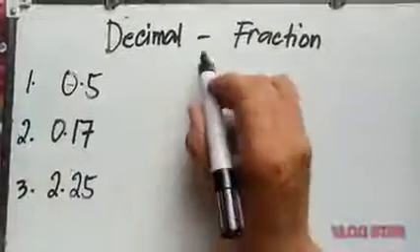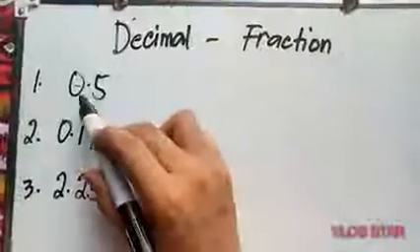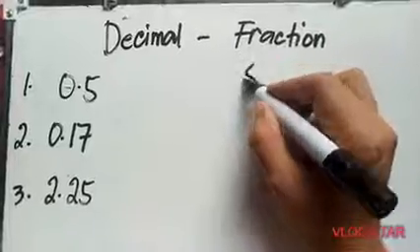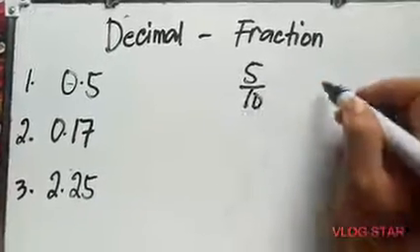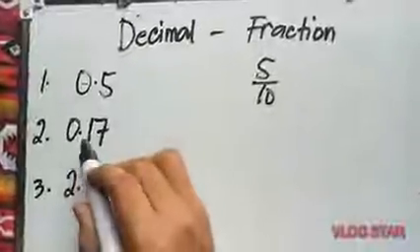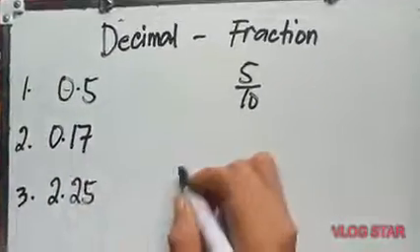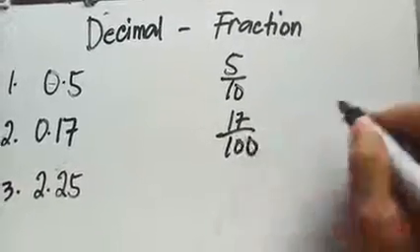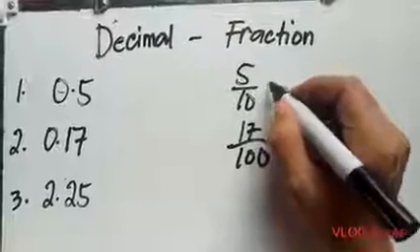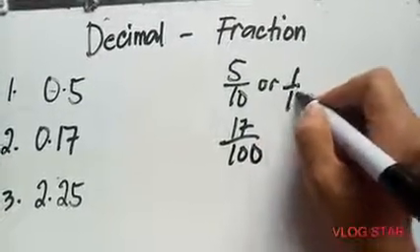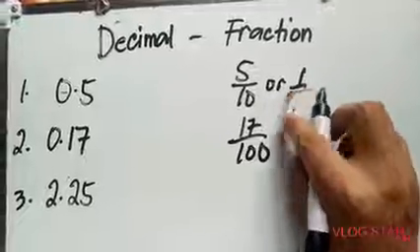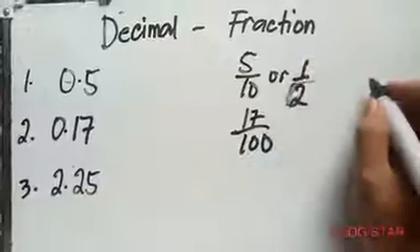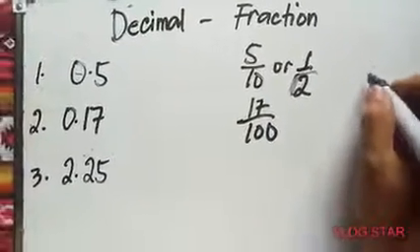So next is from decimal to fraction. First is 0.5. We can write this as 5 tenths. Next, 0.17. We can write this as 17 hundredths. Anyway, we can reduce 5 tenths into 1/2, just like simplifying fractions or equivalent fractions in our previous topic.